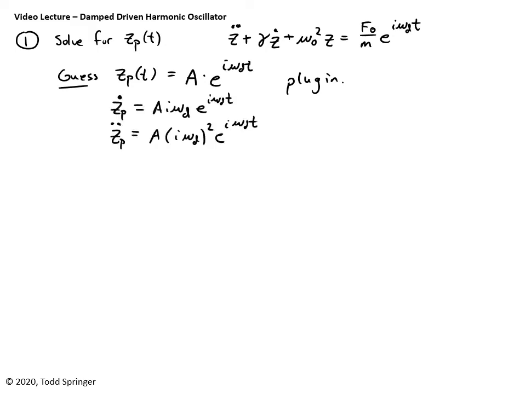So those are the derivatives. Derivatives are very simple when it comes to exponentials. I could just bring a factor of i omega_d down each time I take a derivative. And let's plug it into the ODE.